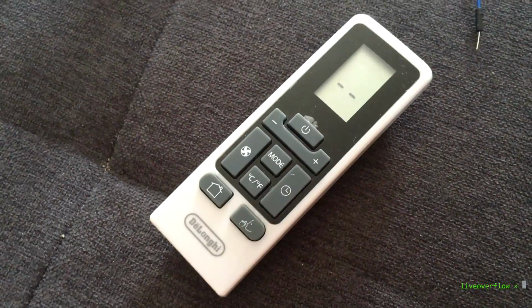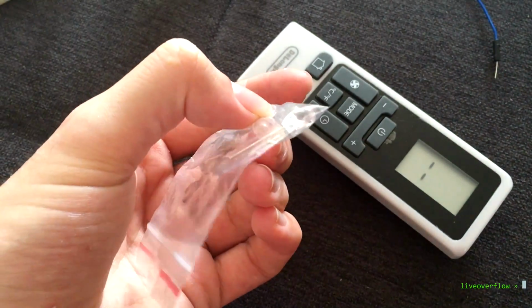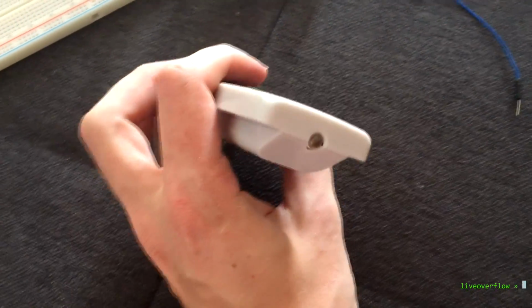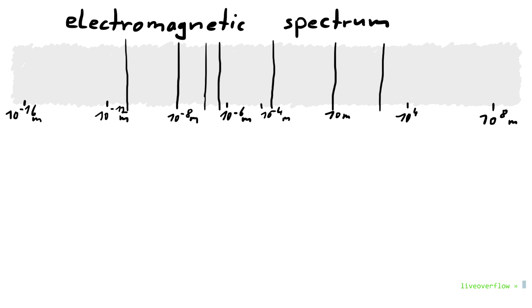Well, when we look at the remote, we can see at the front what looks like any normal LED. And you probably know that that is an infrared LED. Just a quick refresher about the electromagnetic spectrum. Not that I claim to know any physics in any meaningful way, but we should have some idea about it.